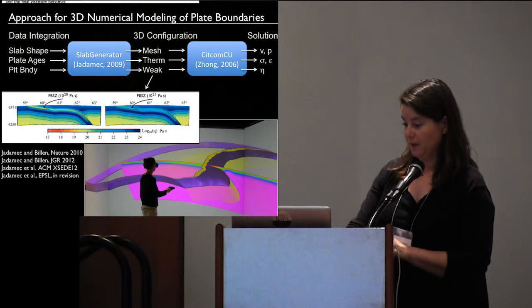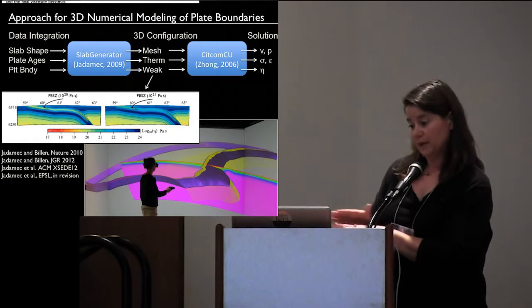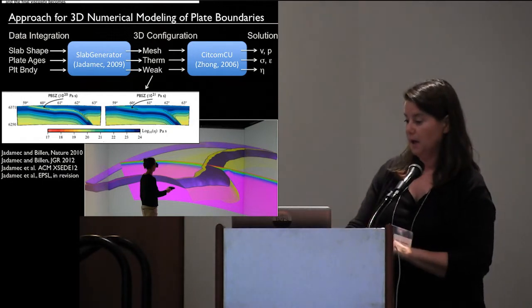Here's a zoom in through the flat slab where this is the viscosity structure, from 10^17 to 10^24 Pascal seconds. This is the cold slab, this is the upper plate, and here's the interface. Here the plate interface is at 10^20 Pascal seconds, and then this is a stronger plate interface that's more coupled. So I can look at how that affects plate speed.